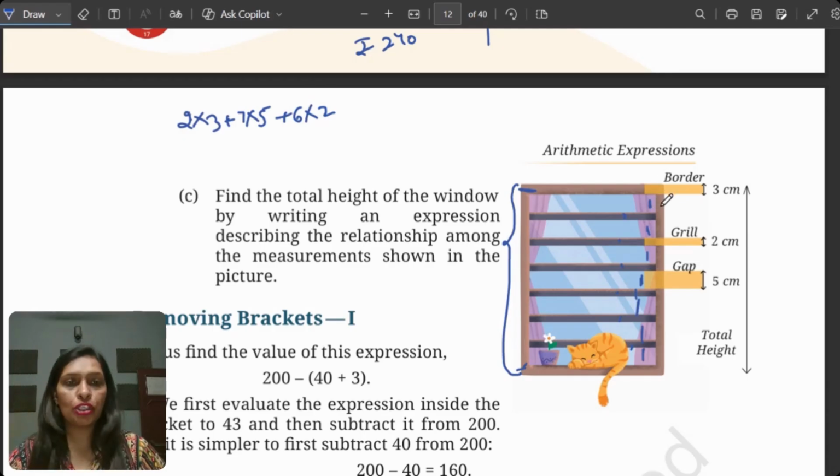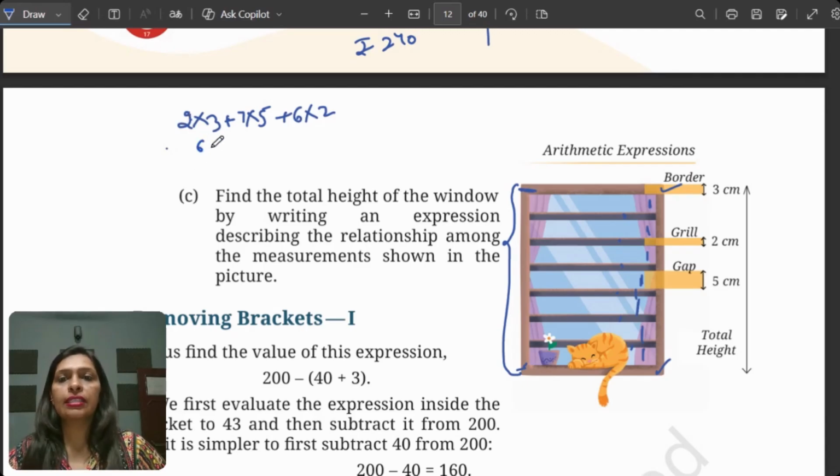Again, just do a cross check whether we have covered all the things or not. So yes, check. We have covered the borders. Yes. We have covered the gaps. Yes. We have covered the grills. Okay. So this is what we have got. Now quickly just get the answer.